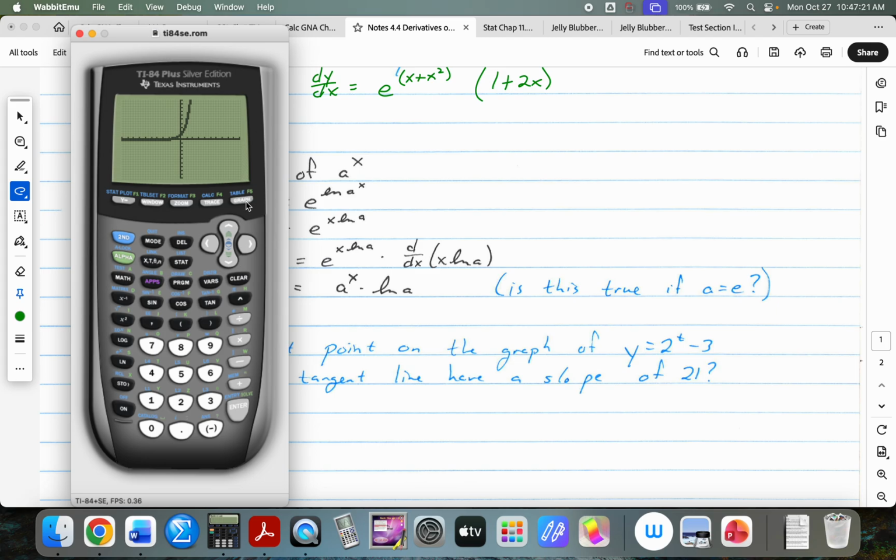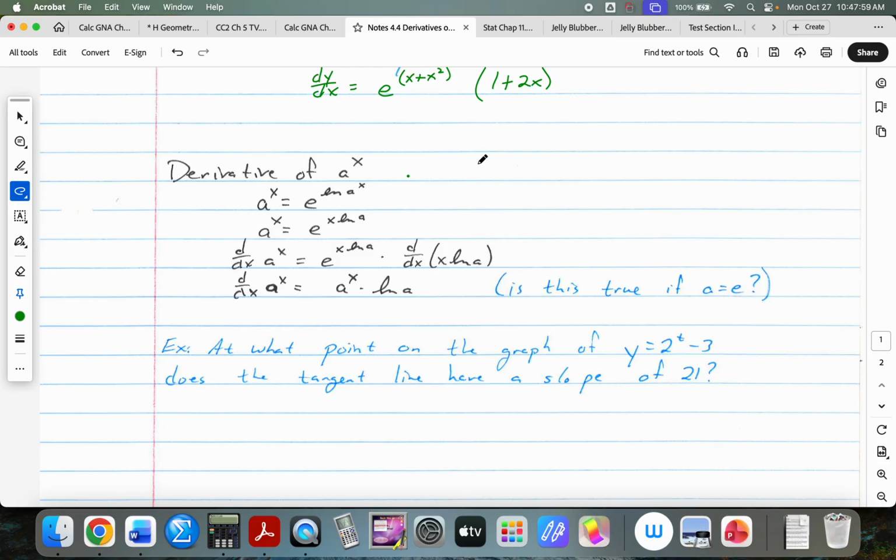But if we go to the table, we can see that they're not even really all that close when we get down to something like 4. This is 256, this is 254. My other one was exactly the same to multiple decimal places. Here they're not. So I don't believe that the derivative of 4 to the x is 4 to the x.